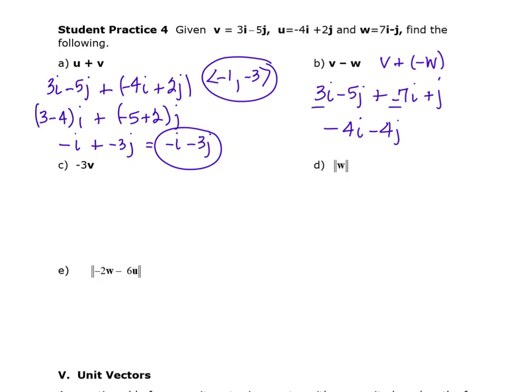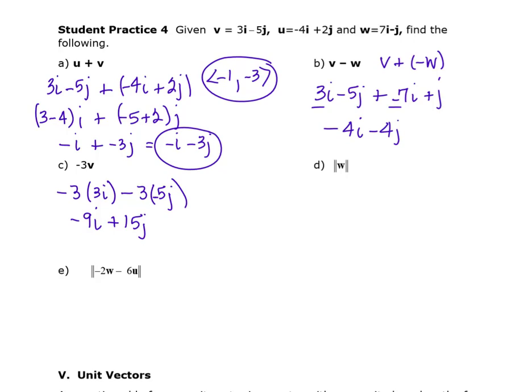To take negative 3v, we're going to multiply each of the components of v. We have negative 3 times 3i minus 3 times negative 5j. So we're going to have negative 9i plus 15j.